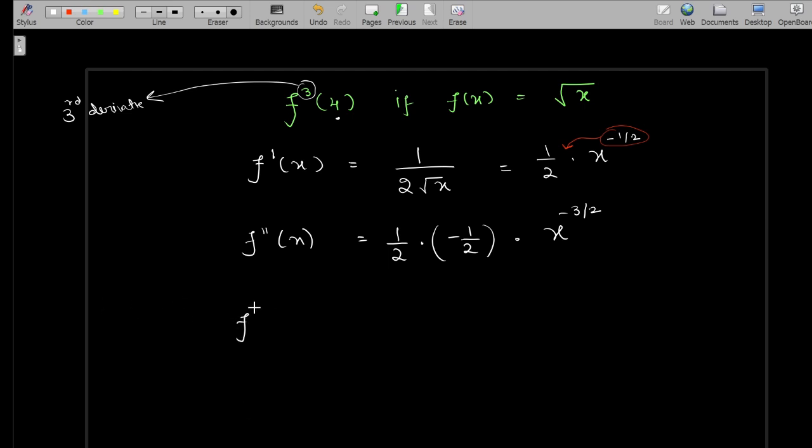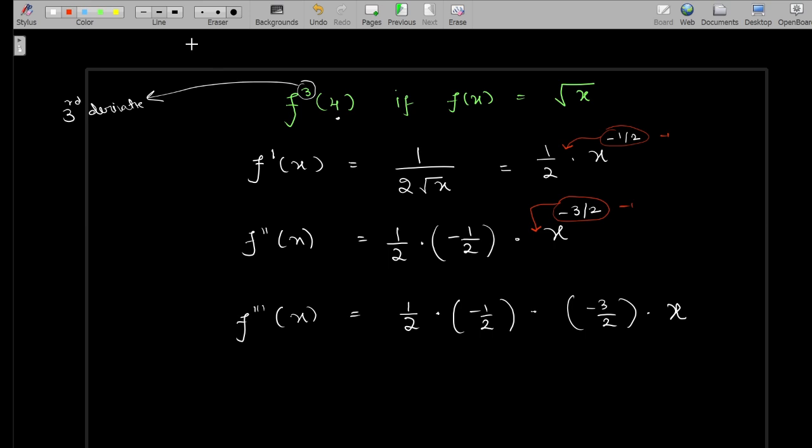Now we have to differentiate it 3 times because we want to find out the third derivative. So differentiate it again. Now this is the exponent times negative 3 over 2. Yes, you bring it in the front times negative 3 over 2 times x raised to, and do minus 1. Minus 5 over 2, exactly.